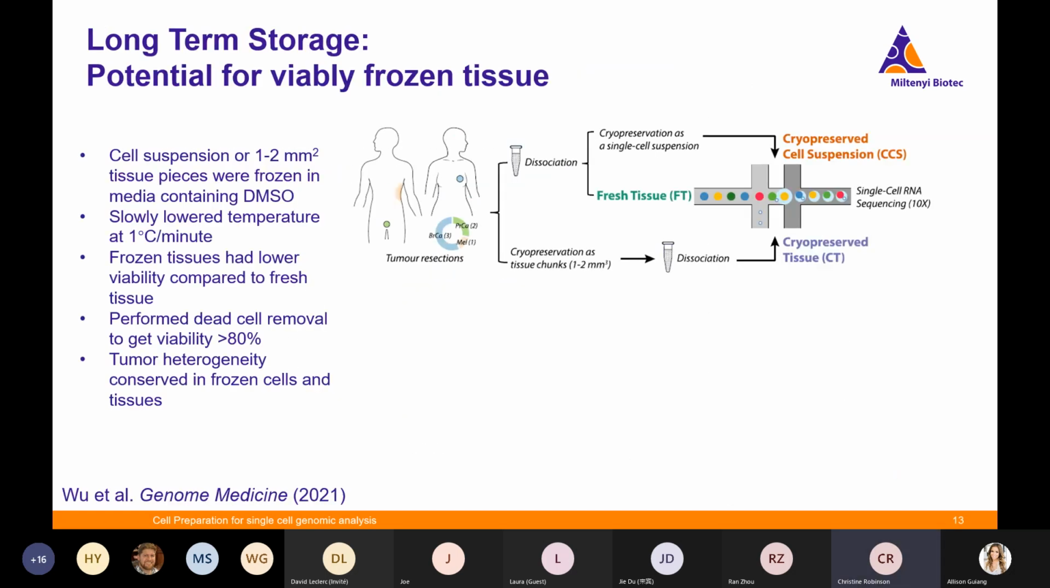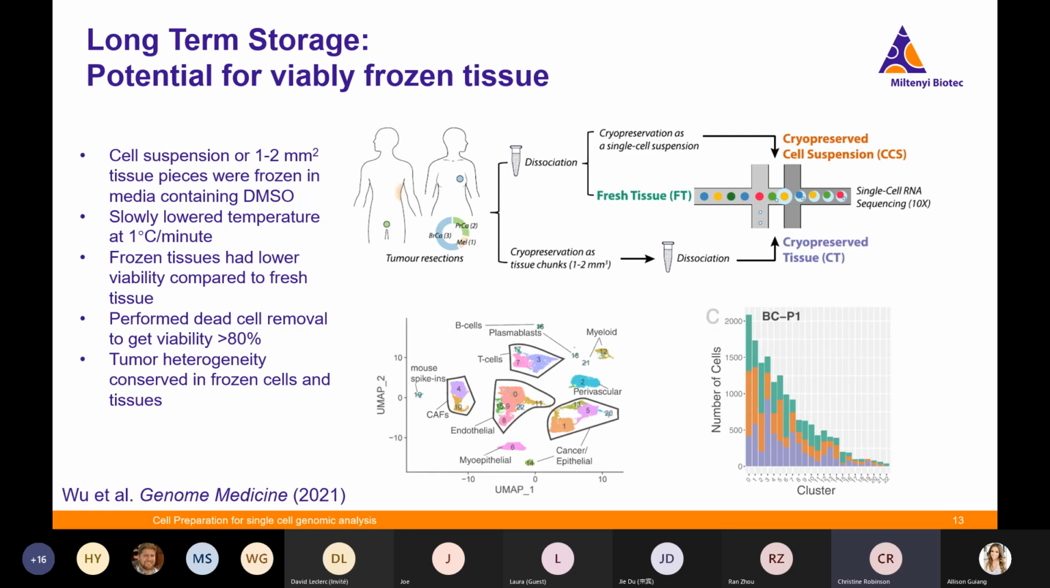And on the next slide, you can click through. This is actually a paper that was published in 2021 in Genome Medicine, and they were showing the potential for viably frozen tissue for single cell sequencing. A lot of people actually don't think you can do any frozen tissue for single cell sequencing, but it is possible. So they slowly froze small tissue chunks like 1 to 2 millimeters in a media containing DMSO.